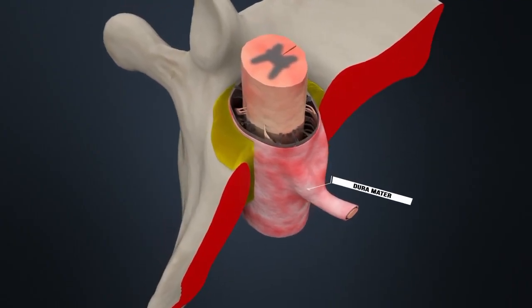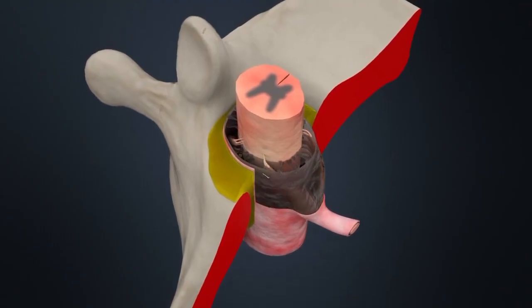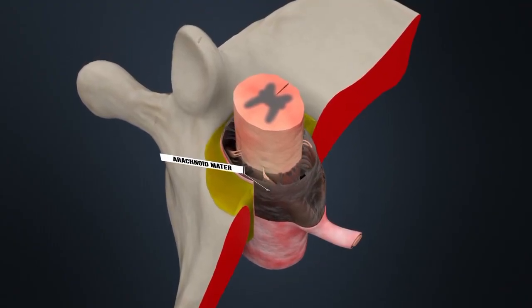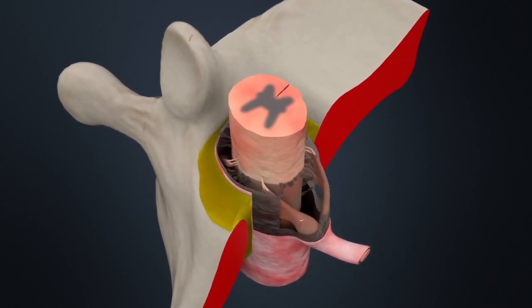The outer membrane of the spinal cord is called dura mater. The arachnoid mater is located directly under the dura mater. This arachnoid mater is connected to the pia mater via arachnoid trabeculae.